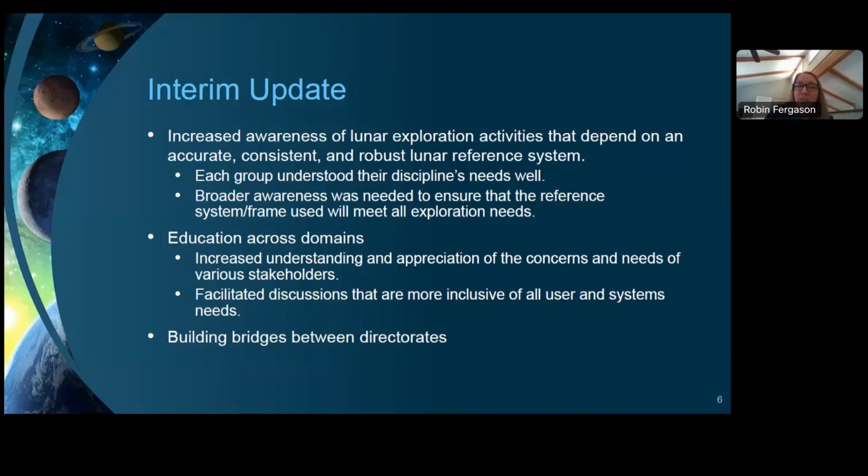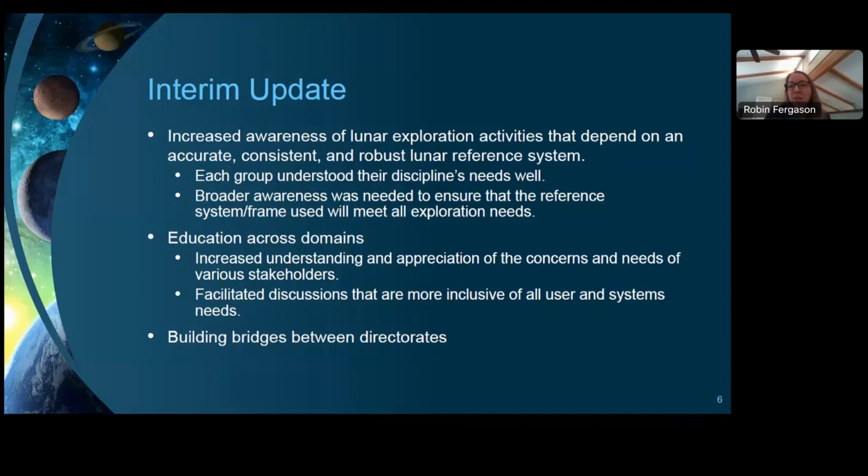Another positive outcome is that education and information has been shared across domains. There's an increased understanding and appreciation of the concerns and needs of various stakeholders, and it's also facilitated a lot of really fantastic discussions that are far more inclusive of all user and system needs than what we had the opportunity to previously discuss. And all of this activity is helping to build bridges between our directorates, which will positively impact Artemis. It'll impact the architecture development and also enhance our lunar exploration activities well into the future.